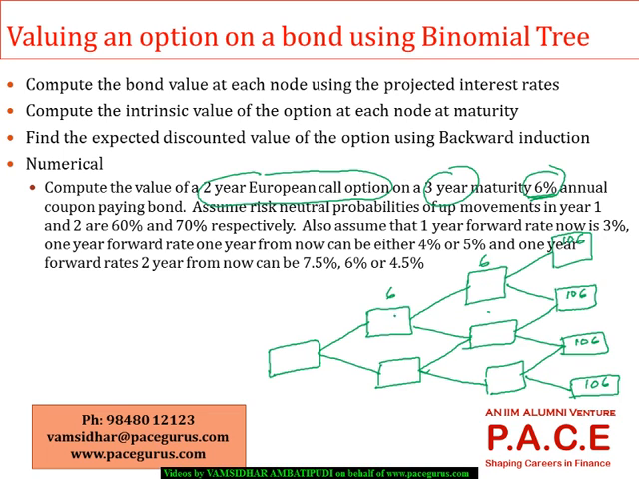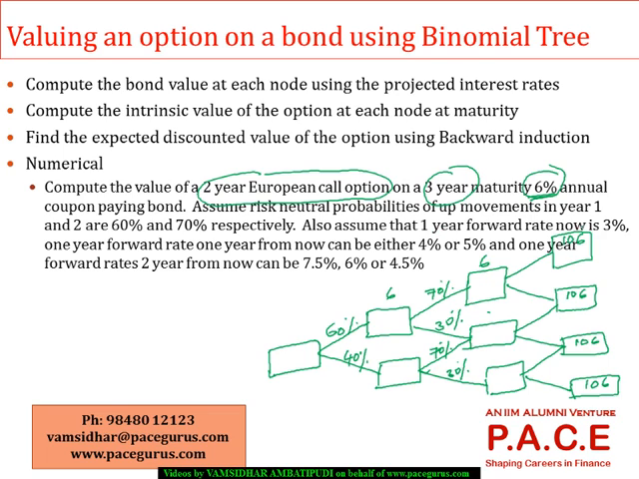And the other information that is available with us is the risk neutral probabilities of up movement in year 1 and 2, which are 60 and 40. So here I am taking the risk neutral probabilities as 60 and 40, whereas here I am taking the risk neutral probabilities of up and down movements as 70 and 30. This is one more piece of information.